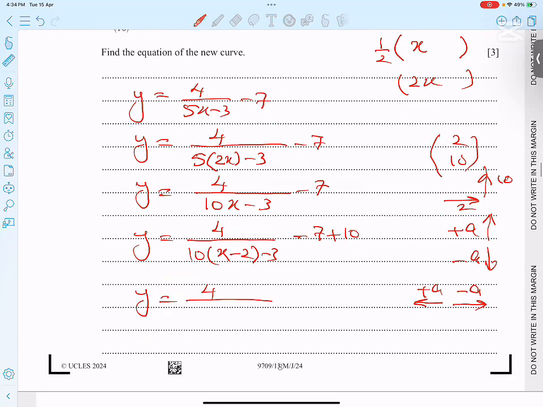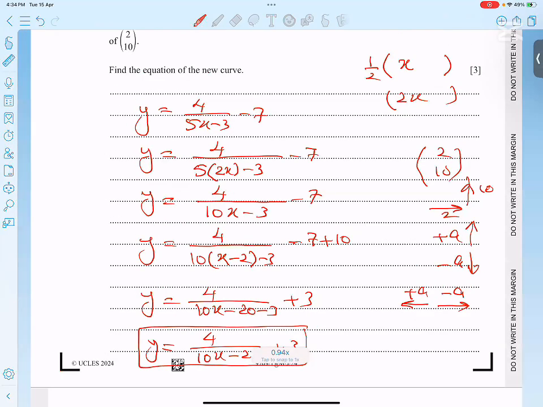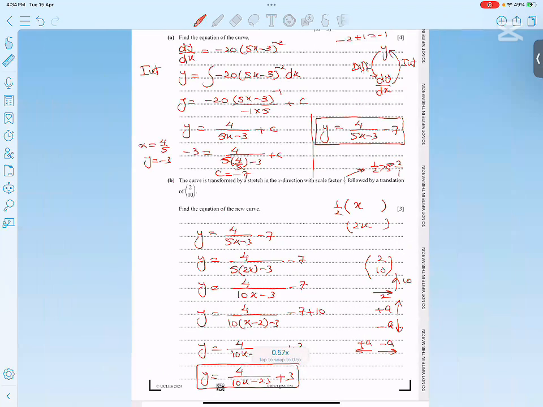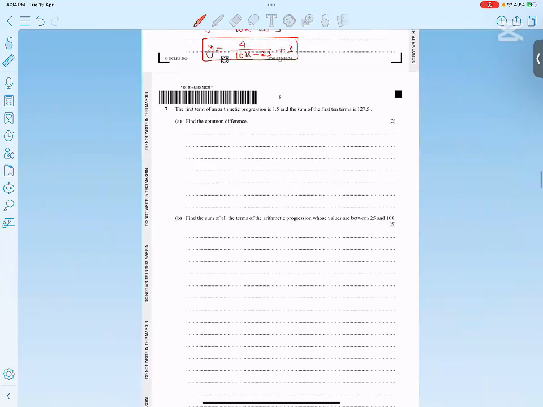Okay, 10 into x, we get 10x, 10 twos are 20, and negative 3 and plus 3. And finally, we get 4 over 10x and negative 23 and plus 3. And this is our final answer. So I hope the concept is very clear. And let's go for the next question.